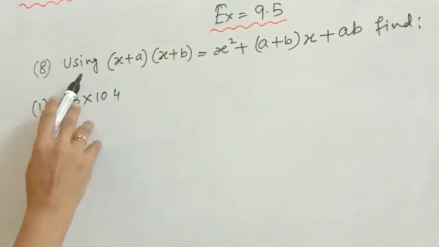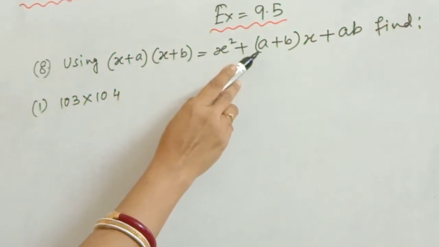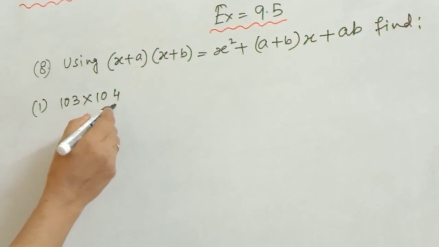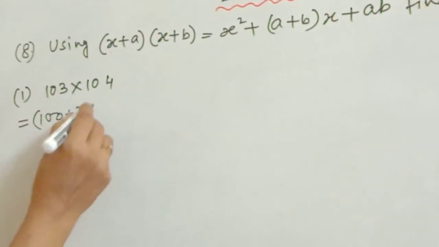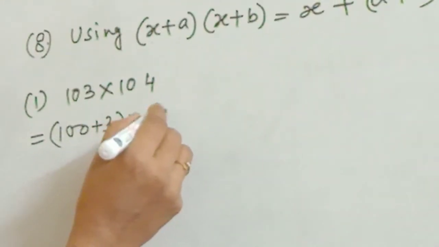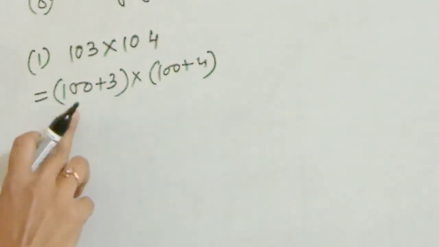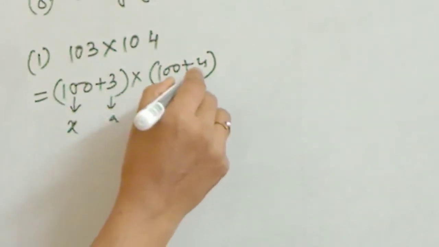Okay. Next question is, using question number 8, x plus a into x plus b is equal to x square plus a plus b into x plus ab. Do you remember? We have used this identity in previous sum also. Now the question is 103 into 104. Can I write 100 plus 3? Check students, 100 plus 3 instead of 103, into 100 plus 4. Yes. Now this is x and this is a. Again this is x and this is b.